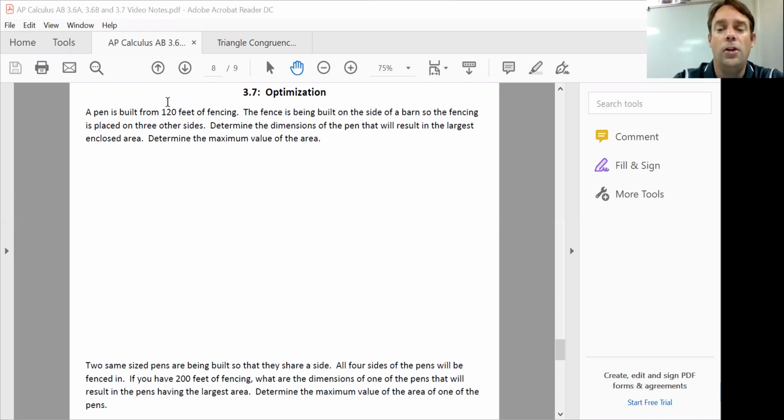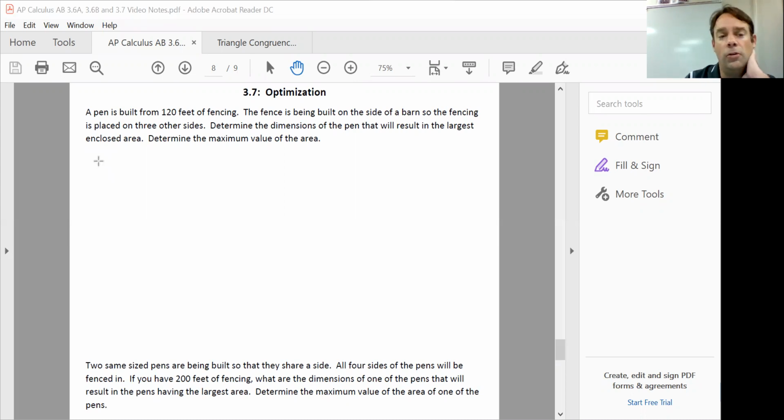Essentially, it's word problems dealing with relative and absolute extrema. So it's not like word problems dealing with implicit derivatives or related rates. These are word problems that deal with extrema. Majority of the time it's absolute extrema, but every once in a while we're going to be dealing with this idea of relative extrema. So let's take a look here.